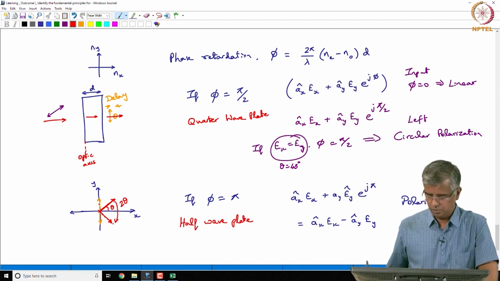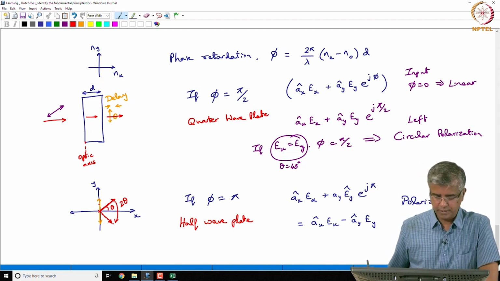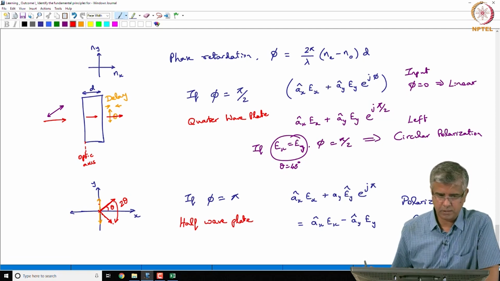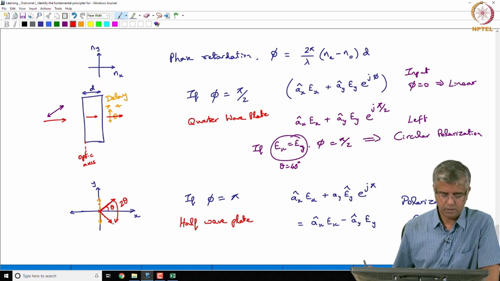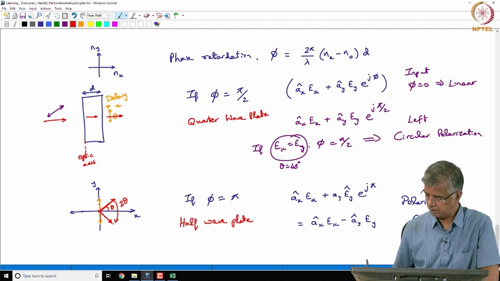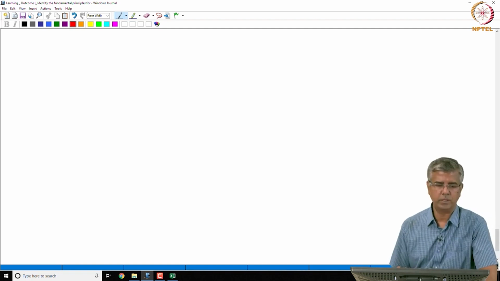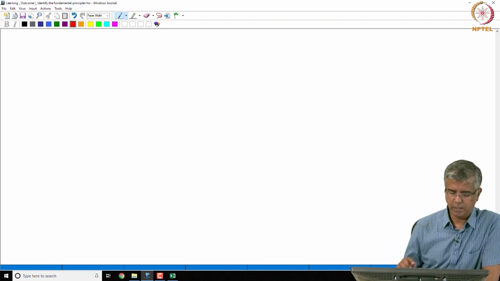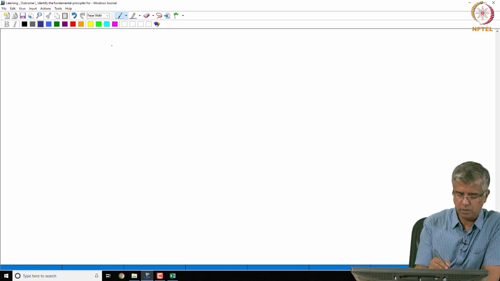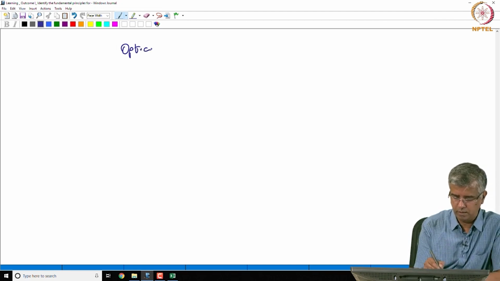So, so far we have been looking at either extinguishing a polarization using a polarizer, or rotating the polarization or changing the polarization state using a half wave plate or a quarter wave plate. There is actually one more important application that I want to touch upon before we move forward, and that application is what is called an optical isolator.